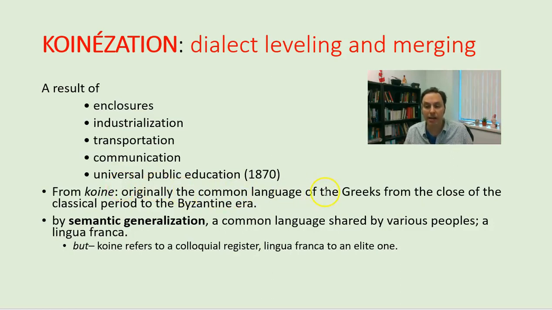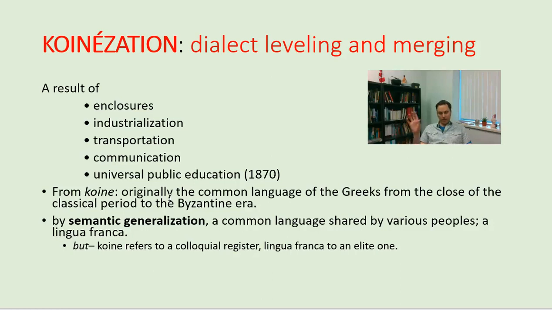It was originally the common language of the Greeks from the close of the classical period around 300, 350 BCE to the Byzantine era. But really, we talk about it as being the sort of during the Hellenistic period and the Roman Empire. Greek was a common language in the Eastern Mediterranean. It was a language of trade and empire, but it was for a lot of people a second language. And so the Greek that was spoken in the time of, for example, when the New Testament was being written, was simpler, grammatically simpler in terms of less inflected than classical Greece had been.